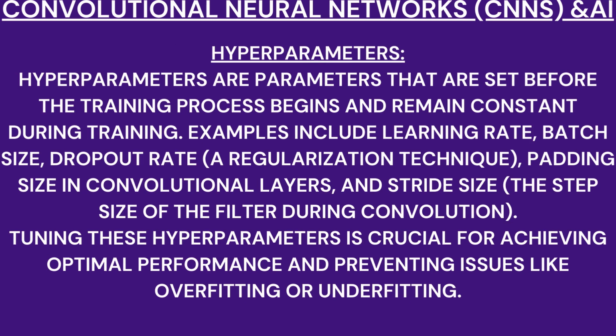Hyperparameters. Hyperparameters are parameters that are set before the training process begins and remain constant during training. Examples include learning rate, batch size, dropout rate, a regularization technique, padding size in convolutional layers, and stride size, the step size of the filter during convolution. Tuning these hyperparameters is crucial for achieving optimal performance and preventing issues like overfitting or underfitting.